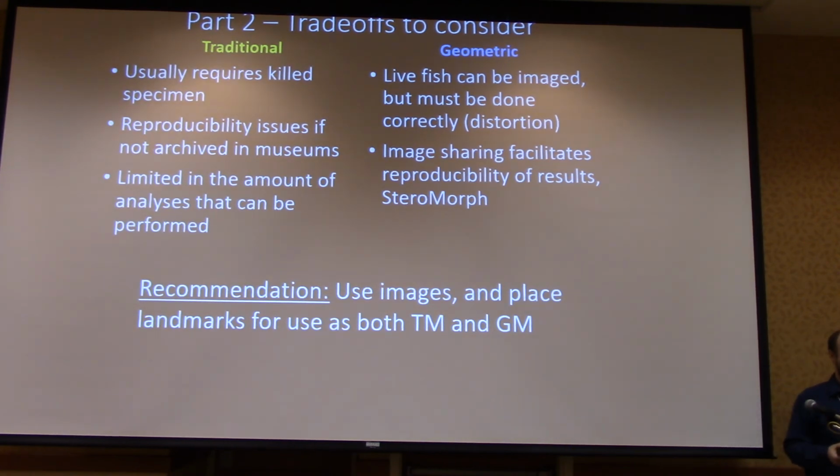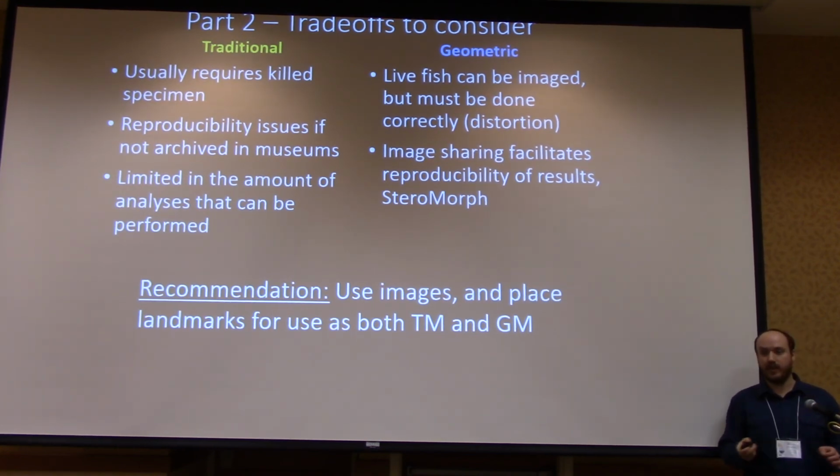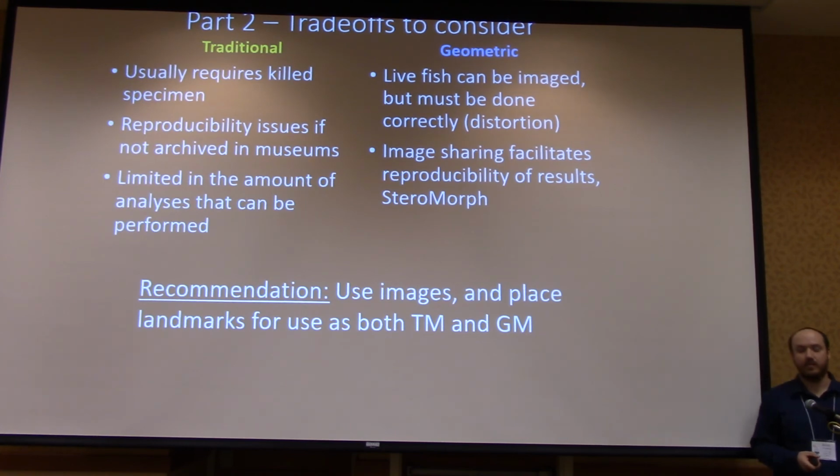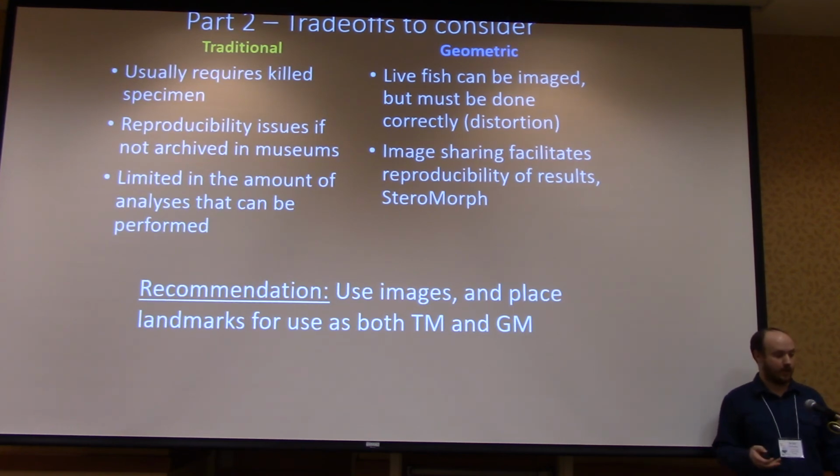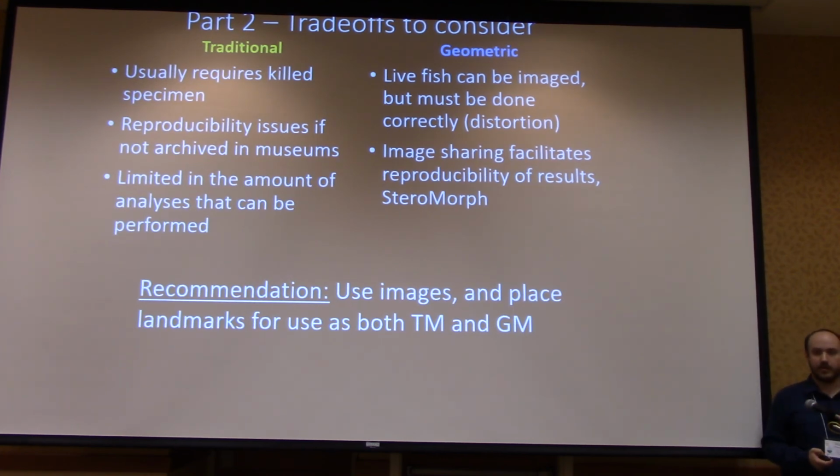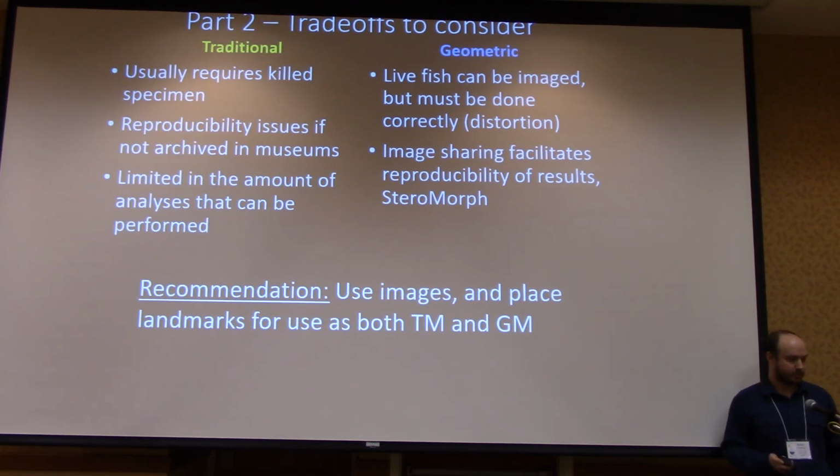So a couple more trade-offs to consider between these 2 approaches that I didn't quite touch on here. With traditional methods, you're often taking very careful measurements and usually requires killing specimens. With a geometric approach, you can more easily just take a picture as long as it's done well. You have to account for distortion if you're not going to take a good picture. So it's important to really take a good picture and follow some of the methods there. But it can be a much more rapid method of data collection than actually killing the fish.